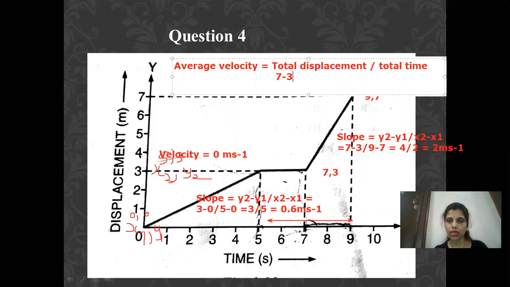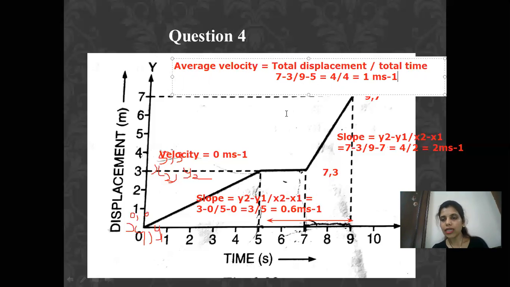7 minus 3 upon total time, which is 9 minus 5, because the time interval is between 5 and 9. So 7 minus 3 is 4, and 9 minus 5 is also 4. So 4 upon 4 is equal to 1. The unit of average velocity is the same as the velocity, so meter per second. Okay, write 1 meter per second, that is 1 m s raised to minus 1.